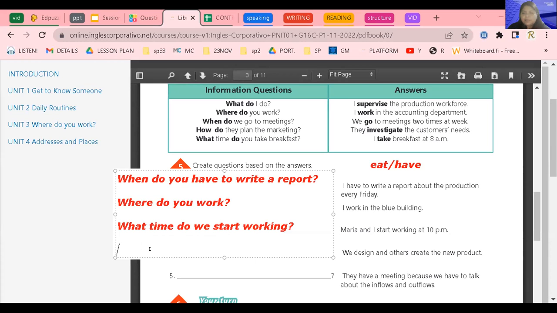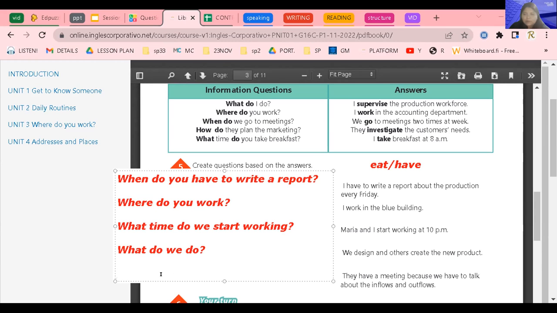We design and others create a new product. Nosotros diseñamos y otros crean el nuevo producto. ¿Cuál podría ser la double H question ahí? Who do? No. Okay, la respuesta no me dice una persona, sino más bien me dice que diseñamos y otros crean el nuevo producto. Se está refiriendo a la actividad. No se rindan, vamos a ver otra idea. What do you do? What do we do? ¿Qué hacemos?